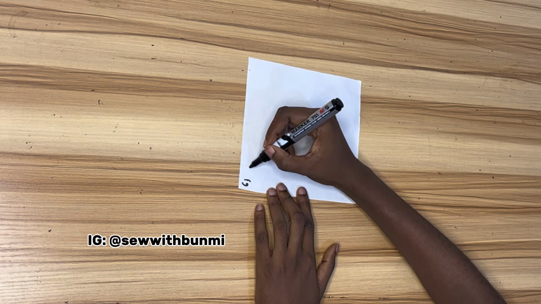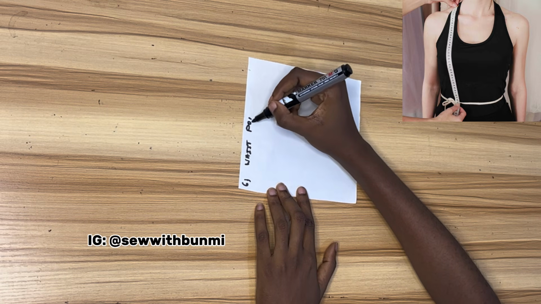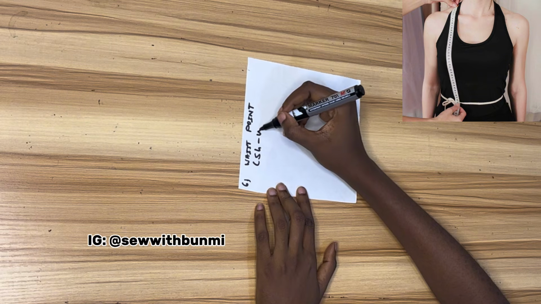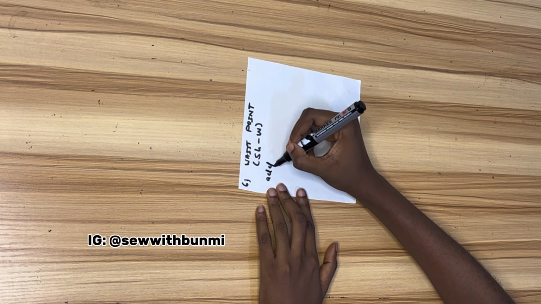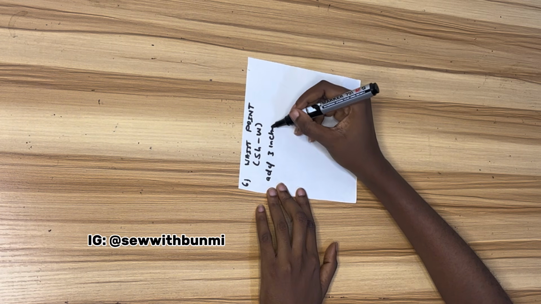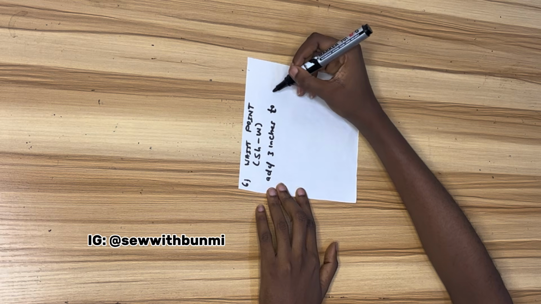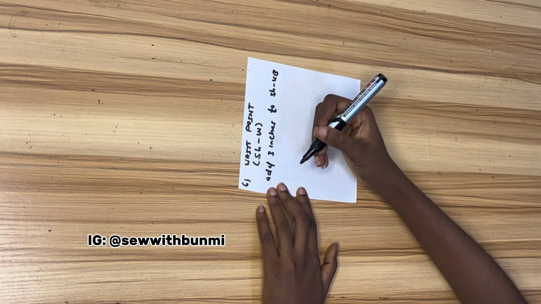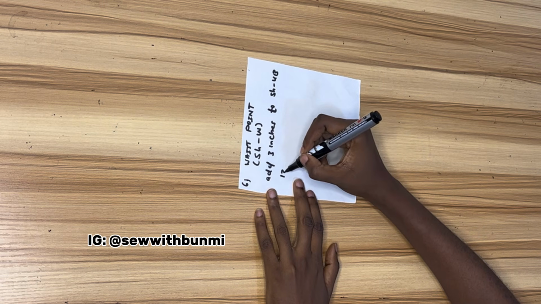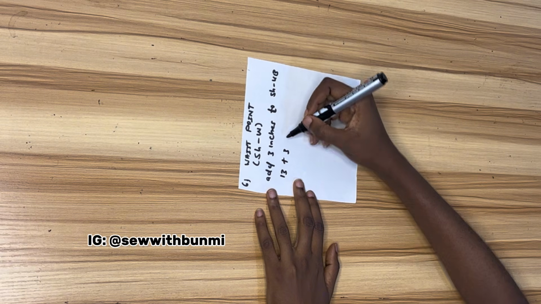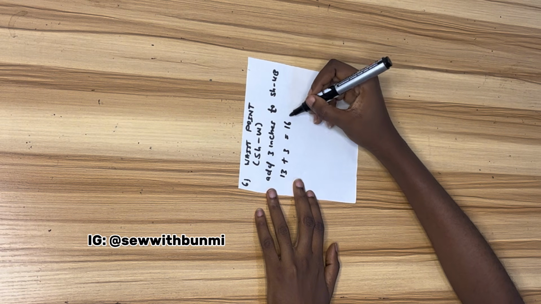Alright, so let's go on to the next one, which is the waist point. Waist point is also called your shoulder to waist. And how do you calculate your shoulder to waist? It's just by adding 3 inches to your shoulder to underbust. Alright, so if your shoulder to underbust is 13, you add 3 inches, and that will bring it to 16 inches as your waist point.